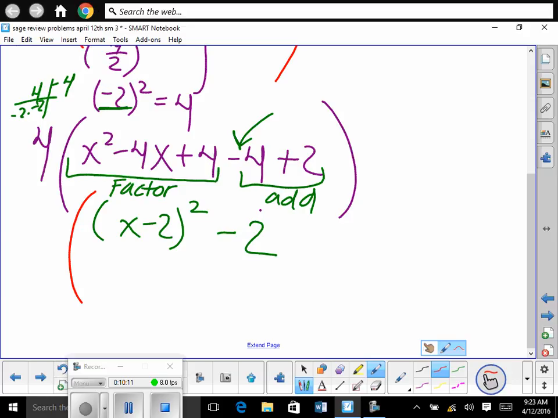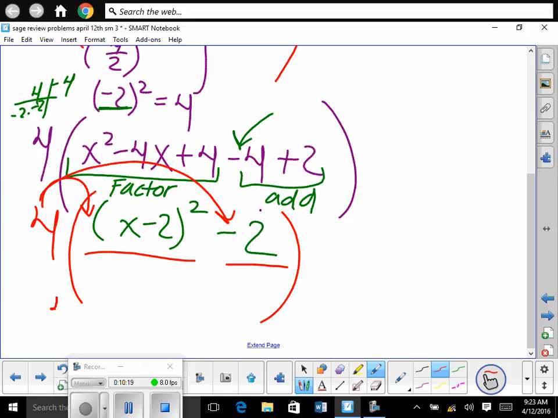But now here's the catch. We can't forget in parentheses this 4 was being multiplied. So we've got to multiply 4 to this and this. So 4 will go here, 4 will go here. So we'll have 4 times x minus 2 squared minus 8, right? 4 times negative 2. And now it's in vertex form.